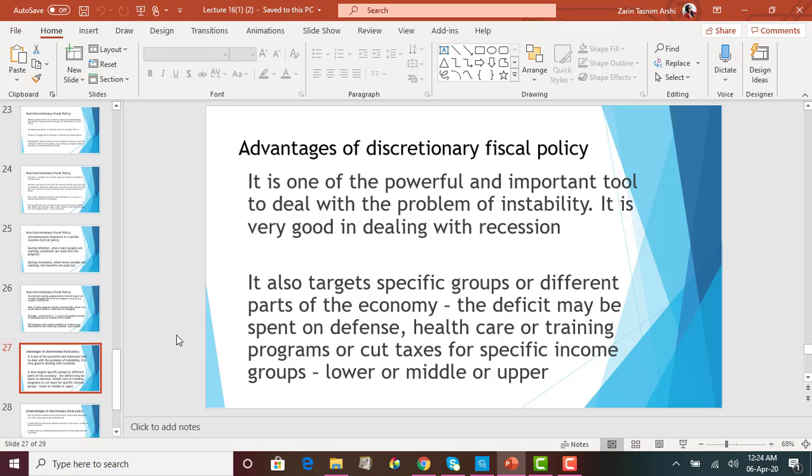The second advantage is that it targets specific groups or different parts of the economy, whether you are spending on defense, healthcare, or training programs. It can target specific industries, and that's very helpful. During the coronavirus, which industries have been affected the most? The airline industry, the restaurant industry, and the hotel industry, right? When the government provided the stimulus, they had specific budgets for the airline industry, the restaurant industry, and then other small businesses. So it helps to target specific groups, which makes it more effective.